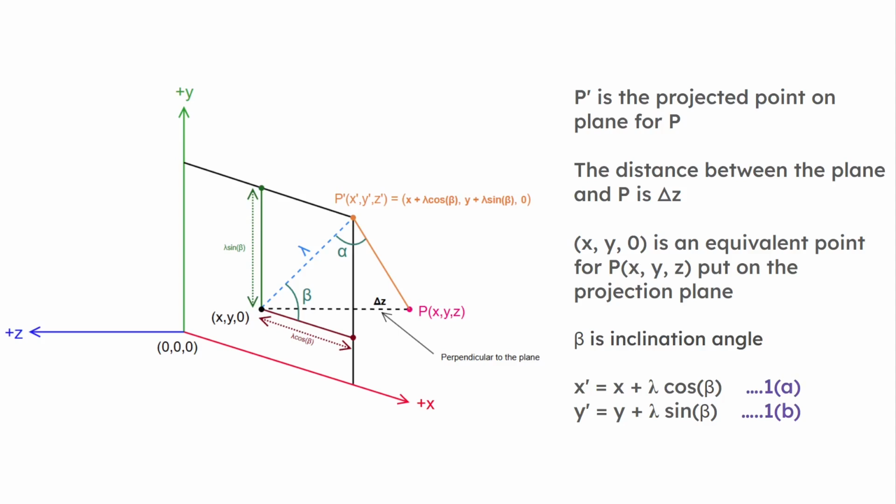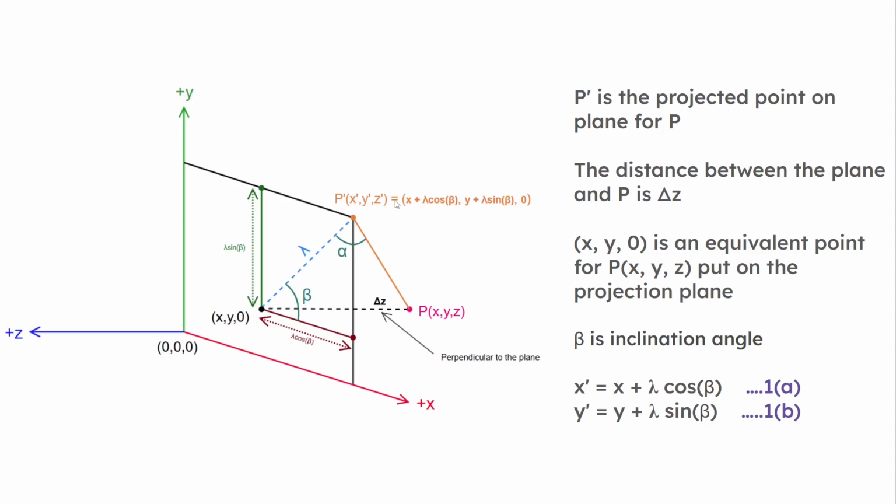Considering the lambda value like r and the beta like theta, it will give us two components: lambda cos beta on the horizontal axis and lambda sine beta on the vertical axis. These are actually our offsets for x and y respectively. Adding them to the x and y values of this black dot, individually to components x and y respectively, will give our x prime and y prime.